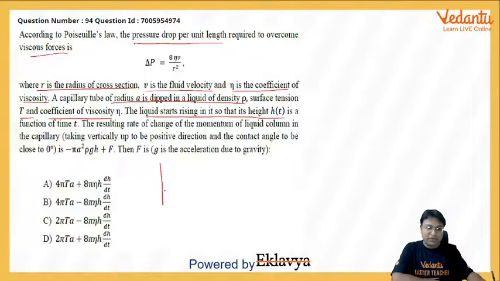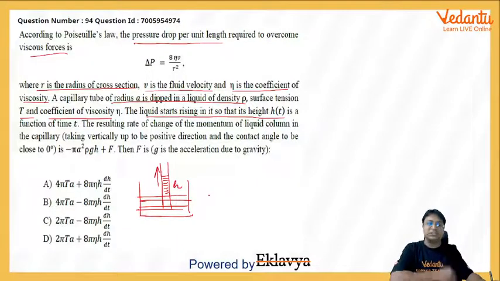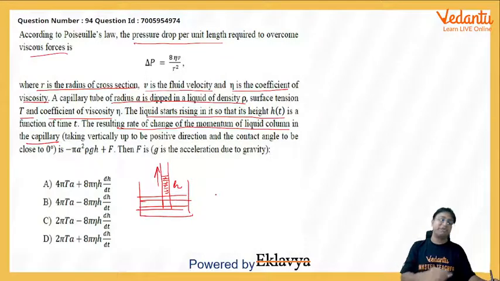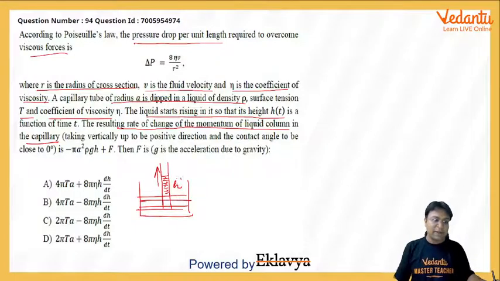If we draw a capillary tube here, assuming that it has been dipped in a liquid, at any general instant the height is h, and this is further increasing, h is going up. Now the resulting rate of change of momentum of the liquid column in the capillary: the liquid is rising, so we have to write the rate of change of momentum. Recall from Newton's second law that rate of change of momentum is equal to the net force acting on the body. We take the upward direction to be positive.